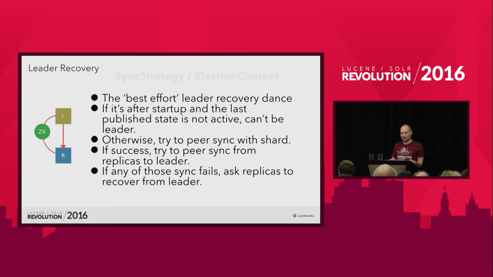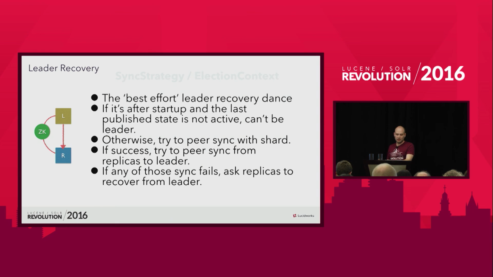If that happens, then it tries to peer sync with its entire shard, which basically says, hey, give me the last 100 updates from every shard. Try to see if I'm ahead. The only way it passes that peer sync is if it actually has more recent documents than any other replica. If it fails against any other replica because they have more recent documents, it'll say, okay, I can't be the leader. It'll get out of line and go to the back of the line. The next guy in line will try.